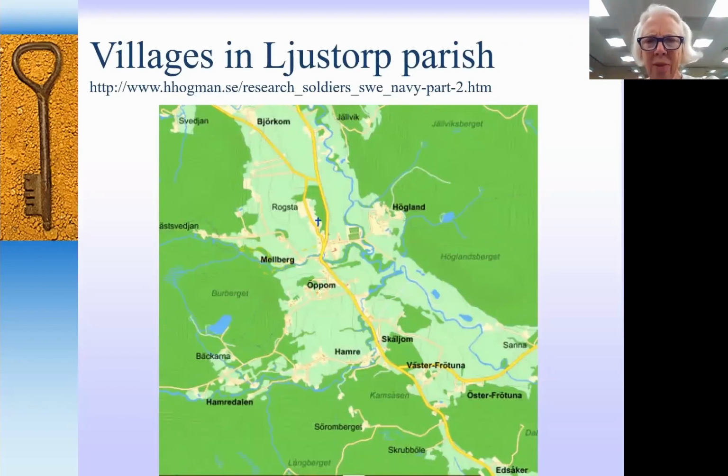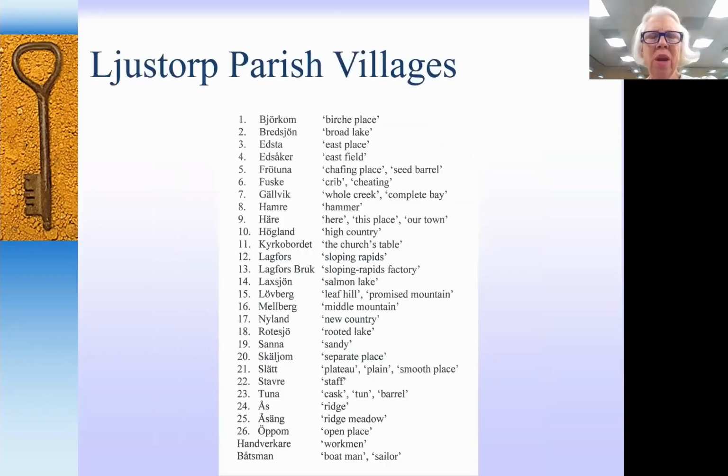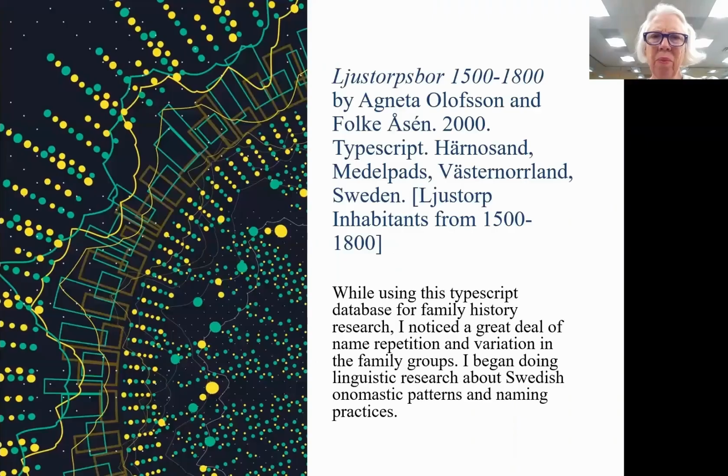And then Justorp has all these little villages. Mellberg is where the church is, across from where the church sits. And then there's Huglan and Björkum and Jelvik and Hamre. They're not all on this map. But when I got that record from our cousins, Annika and Lennart, there was a list of 26 villages.